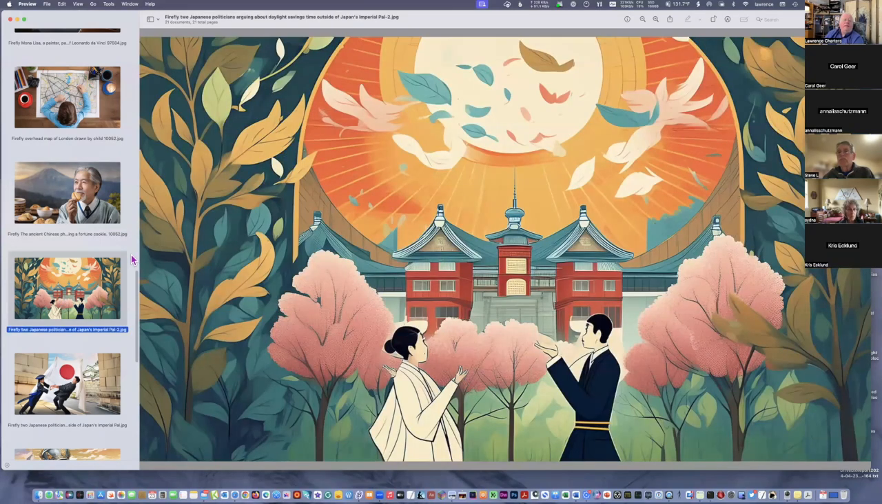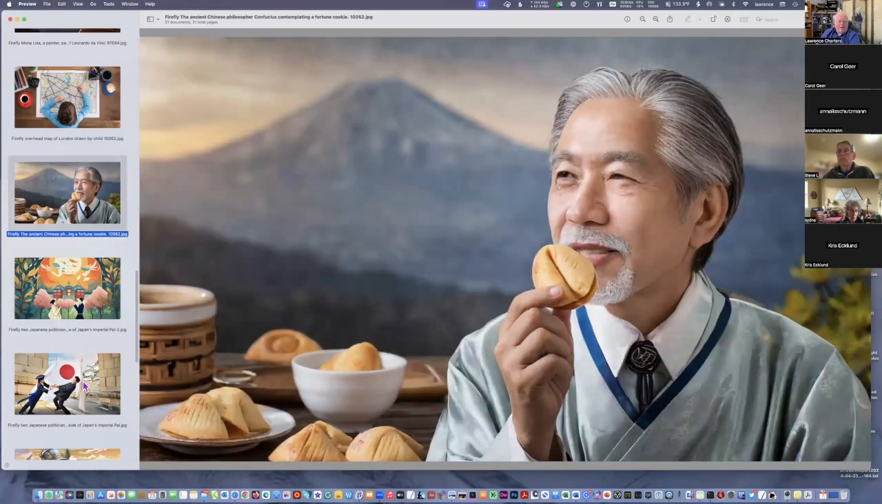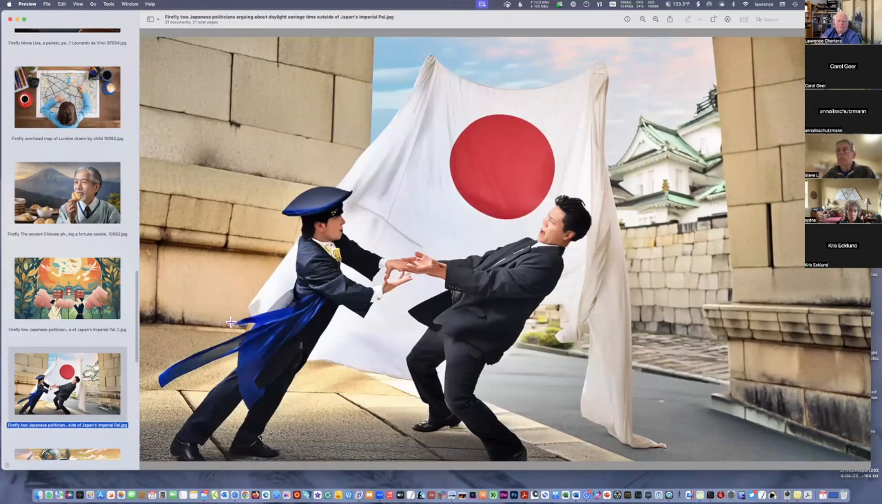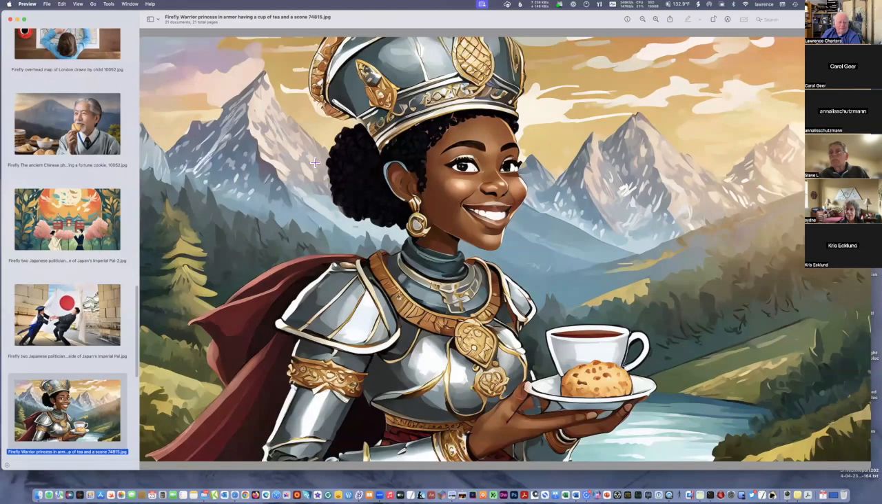So I said I wanted two Japanese politicians arguing about daylight savings time outside of Japan's Imperial Palace, and it gave me this. That doesn't look like Japan's Imperial Palace, but it's got a kind of a Japanese feel to it, so that's not too bad. And then I just said that I wanted to have a photograph type, and so it gives me a more photorealistic one. These two guys are kind of weird. And there is a Japanese flag and there is a palace, but that particular palace is actually in Osaka. But, you know, okay, it was trying.